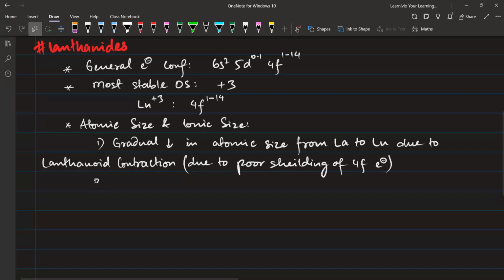Okay. Second point is regarding the ionic size. Now the decrease in the ionic size of Ln3 positive, or general lanthanide, is not very gradual, and it has some ups and downs here and there. So please write the decrease in size of Ln3 positive. Ln is a generic term for lanthanide. Ln3 positive is not very gradual.